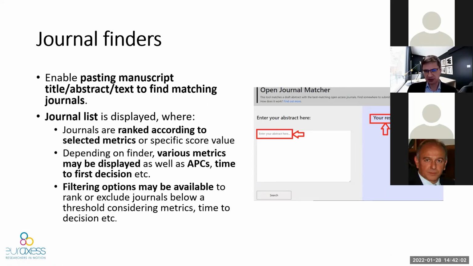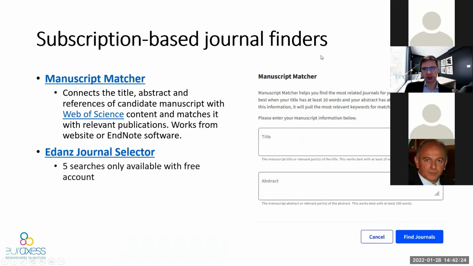Why? Because they allow you to input the abstract of your paper and sometimes the title. So based on the abstract and title, it searches using also artificial intelligence, keywords and everything. So they give you a list of very interesting suggestions. So maybe the best ones are subscription-based journal finders.